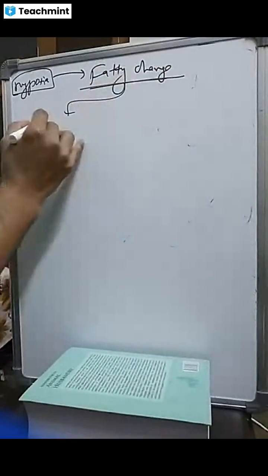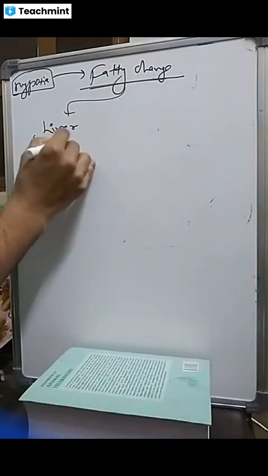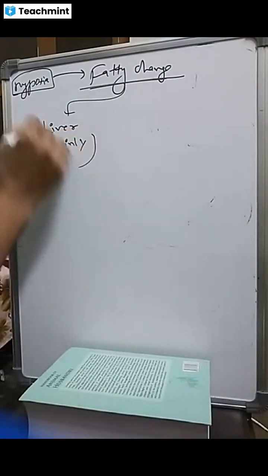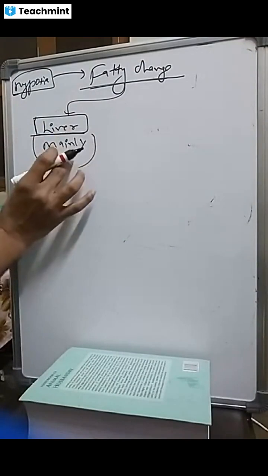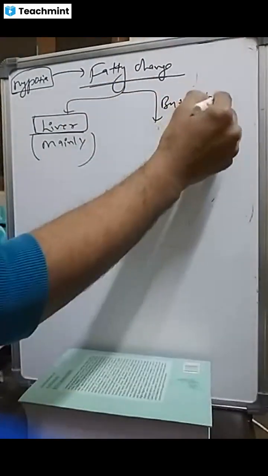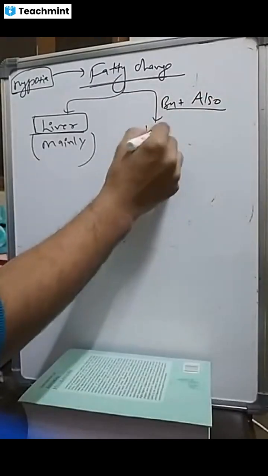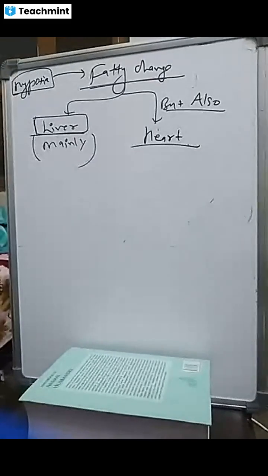This fatty change mainly occurs in those organs which are related with lipid metabolism. It means liver mainly. Also, it is found in the heart.